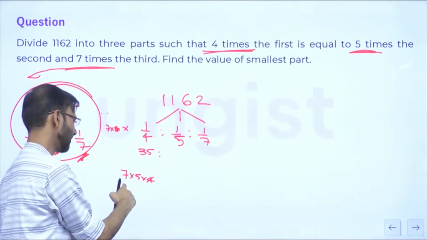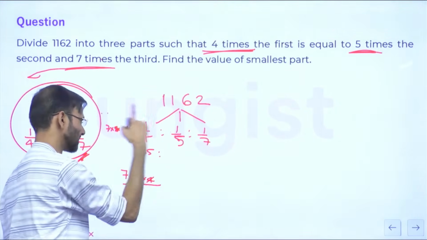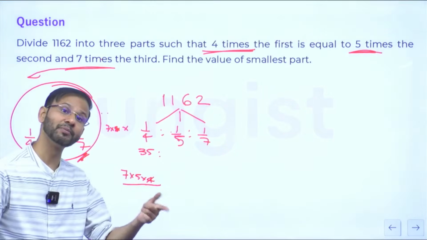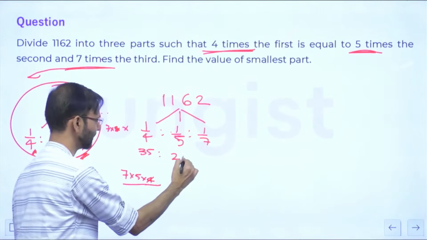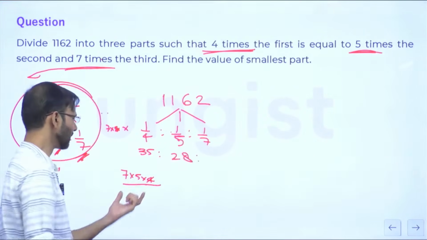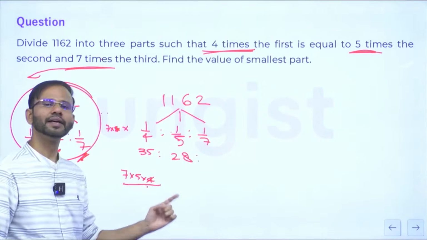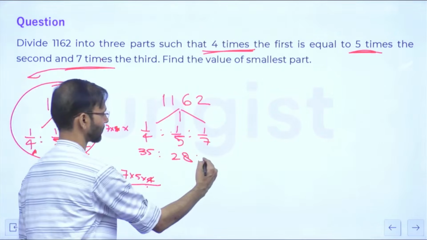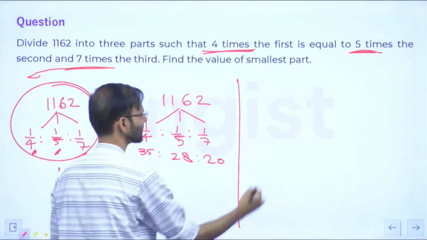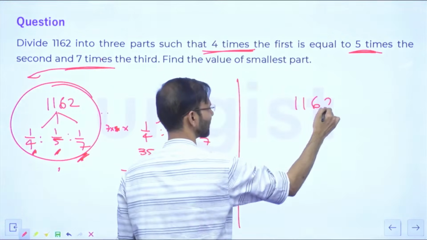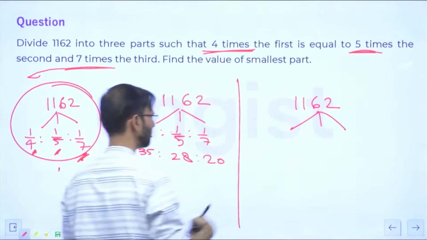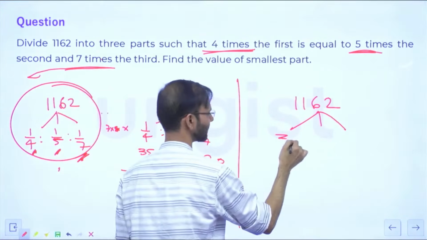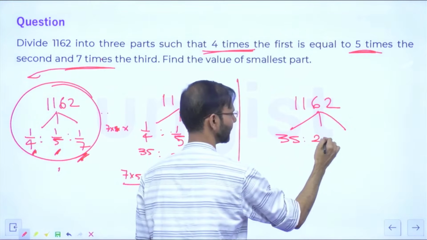And again 7 into 5 into 4 is multiplied with this. 5 cancels, 7 into 4 will be left, right? Which is 28. Now if you multiply this, then 7 cancels, 5 into 4 will be left, which is 20. Correct? So guys, this question is actually asking: divide 1162 into 3 parts such that they are in the ratio 35 is to 28 is to 20.